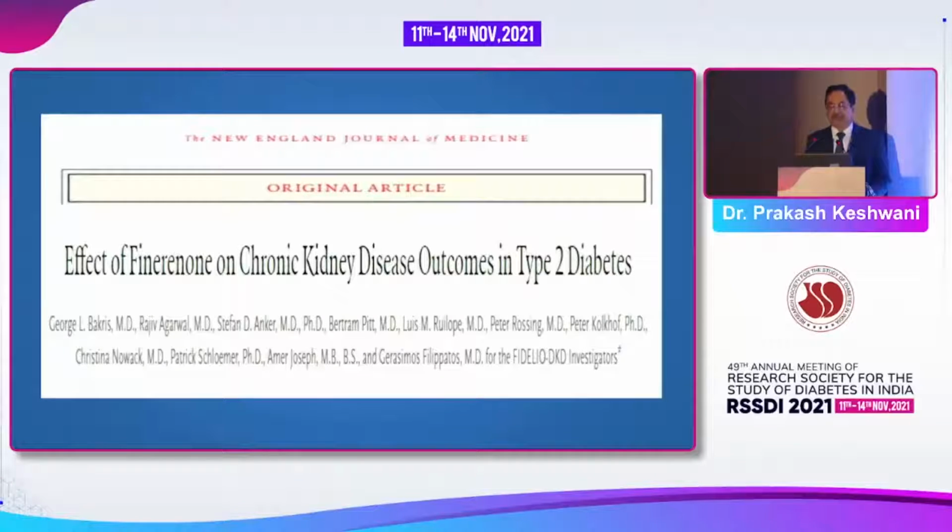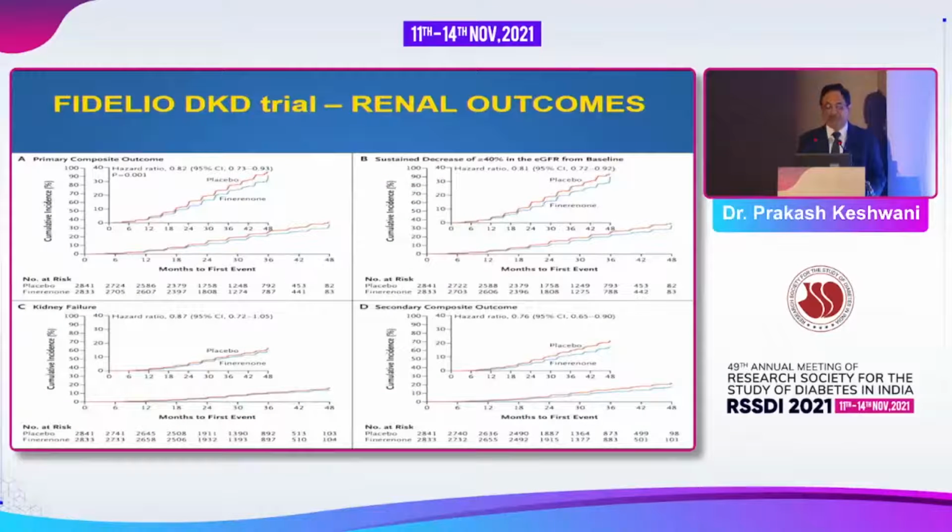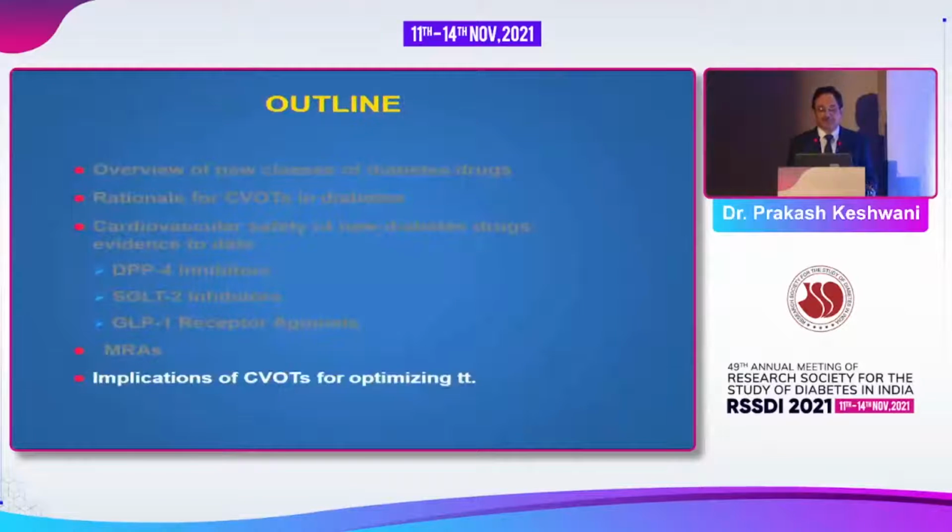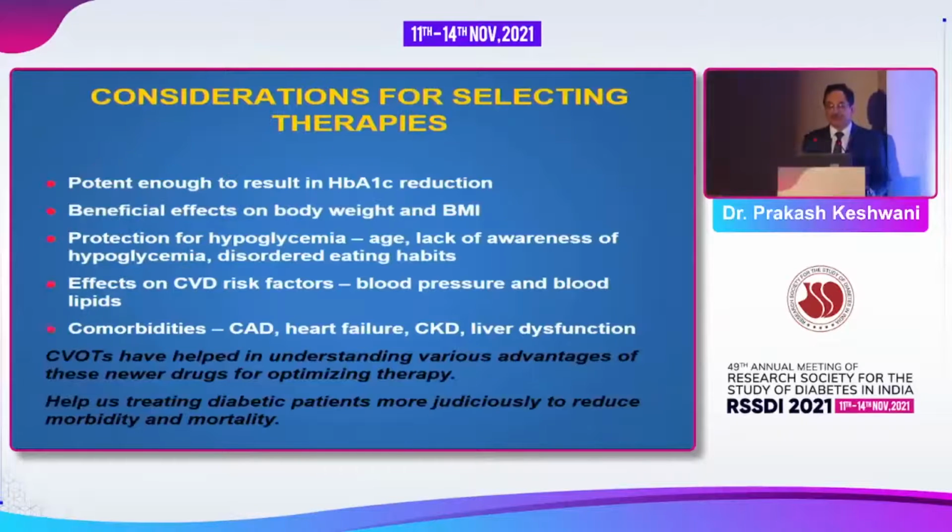Another group of drugs is the mineralocorticoid receptor antagonists, which are again non-diabetic drugs but have been found to have beneficial effect on renal and cardiac outcomes in patients with type 2 diabetes. This non-steroidal mineralocorticoid receptor antagonist was found to improve diabetic nephropathy as well as the cardiac outcome in patients with type 2 diabetes. Now coming over to what are the implications of these CVOTs for optimizing treatment?